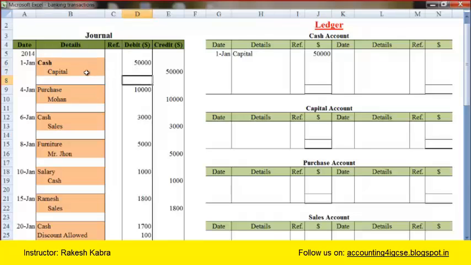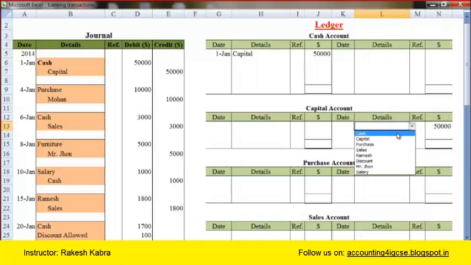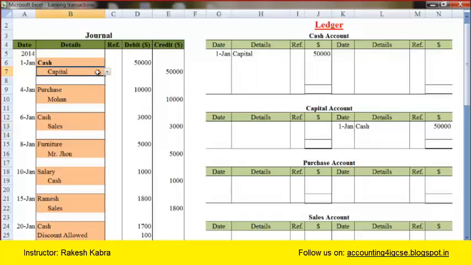Now I will make posting in which account? Capital account. Now tell me, is the capital account debited or credited in the entry? Credited. So in the capital account, posting will be done on the credit side. First I will put the amount 50,000, and now I will write the name of the opposite account, which is cash, and I will put the date, January 1st. So posting is done in the capital account.